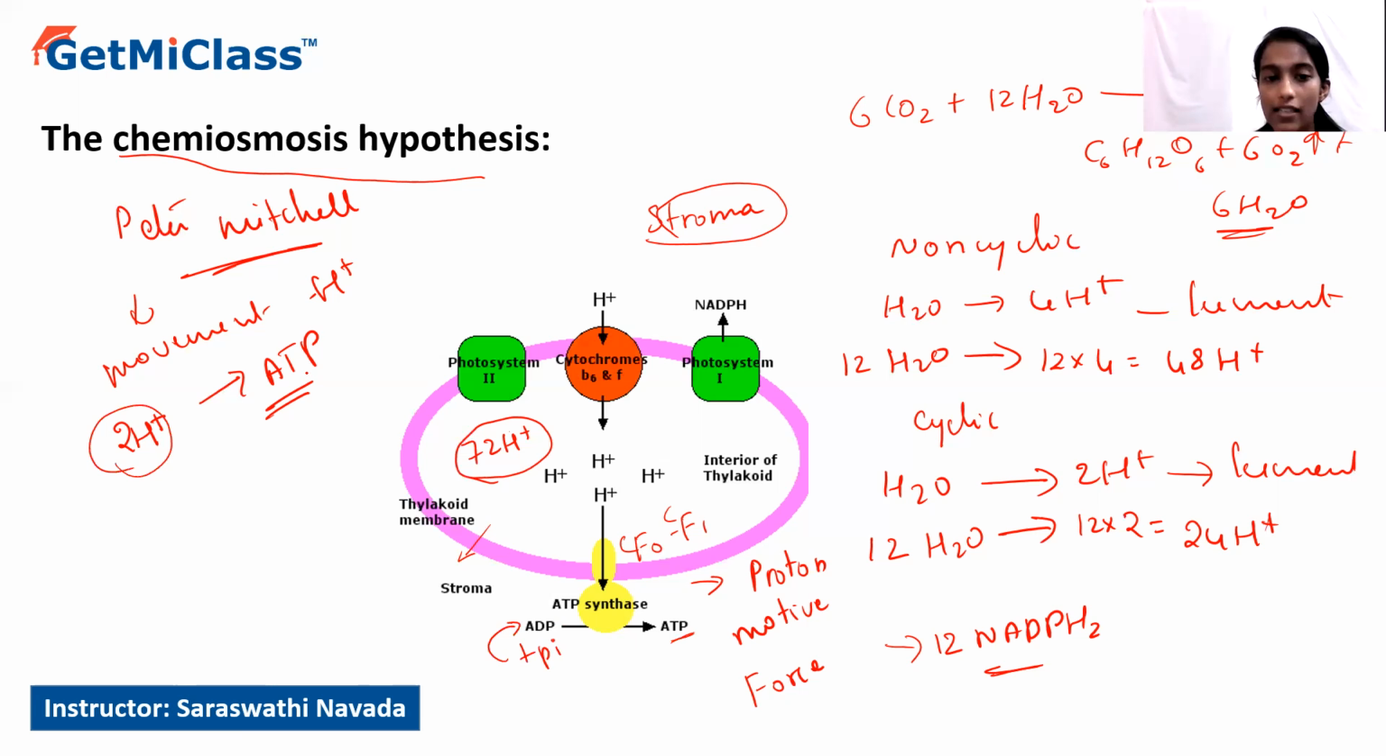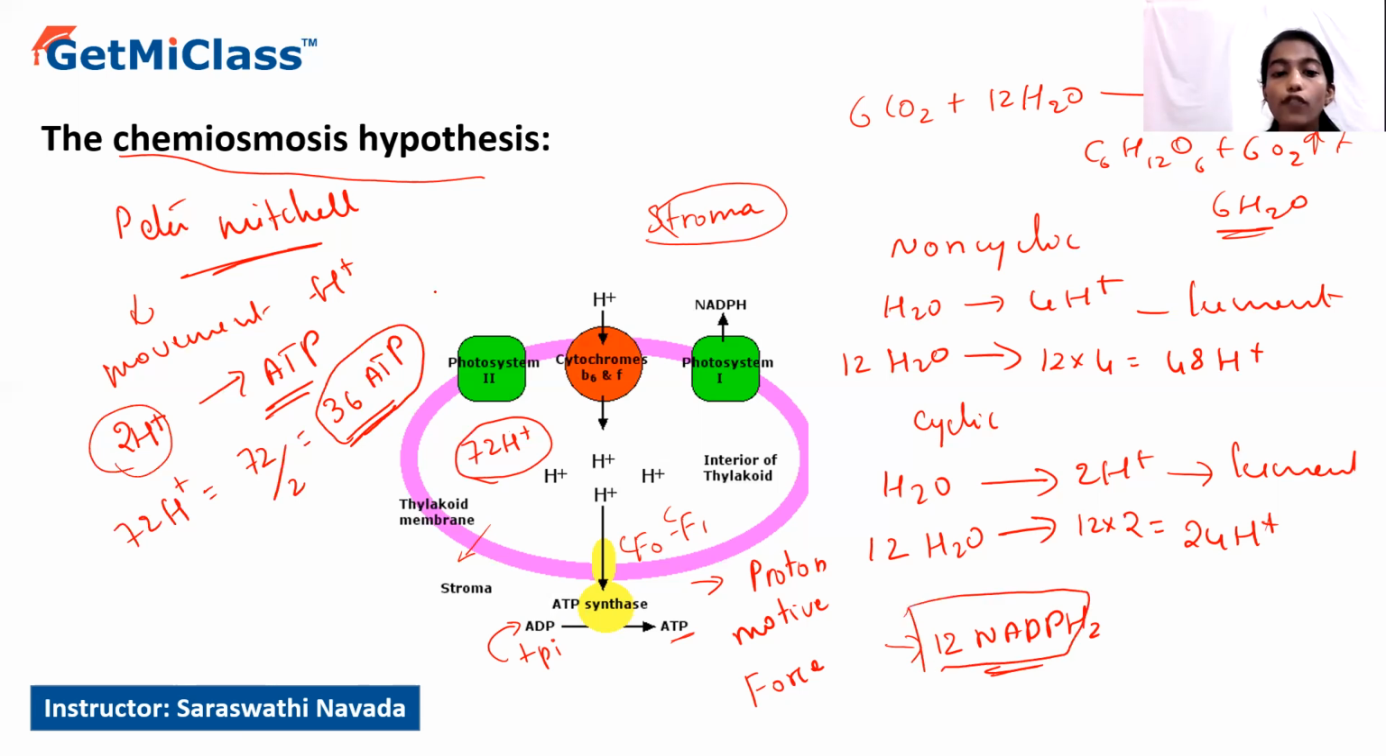So if that is the case, we have 72 hydrogen ions. For 2 hydrogen ions we get 1 ATP. For 72 hydrogen ions, how much ATP will we get? That will be 72 by 2, almost 36 ATP will be formed. So the end product of the light reaction will be 36 molecules of ATP, formed by capturing the light energy, as well as 12 molecules of NADPH2.